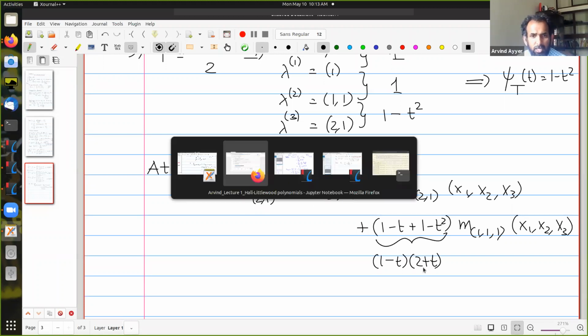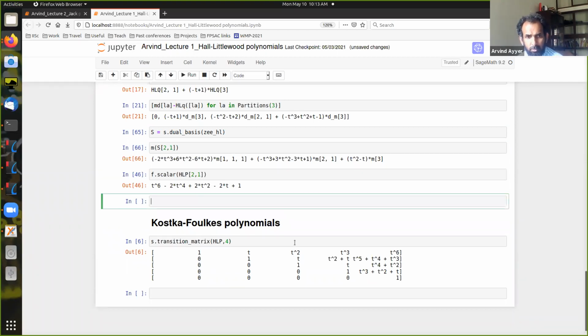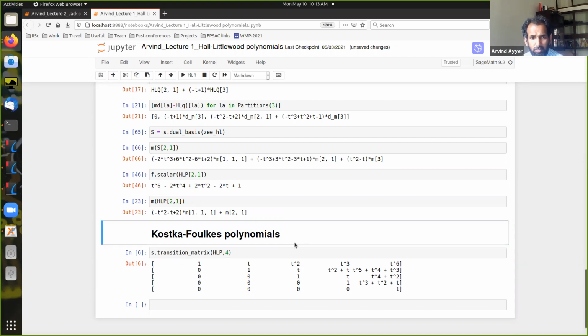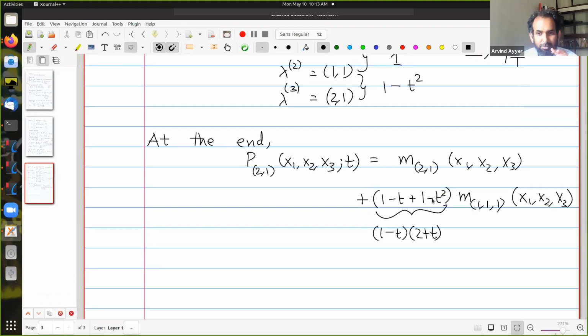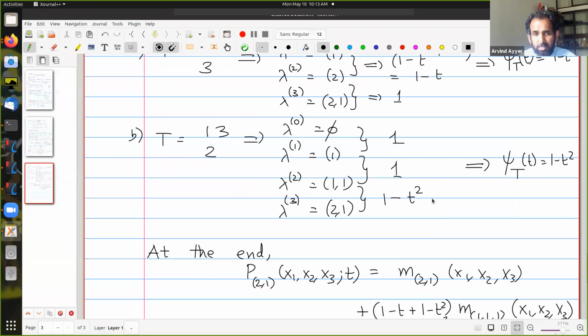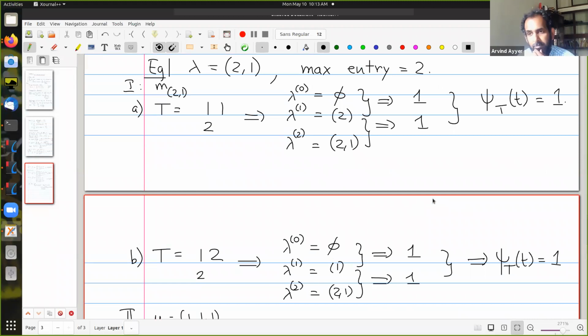And let me show you on Sage. So if I do m of HLP of 2, 1, I'll get 2 minus t squared times m 1 1 plus m 2. Okay. So it's quite intricate, admittedly, but it's quite non-trivial that it gives you the same, I mean, it's symmetric in variables.